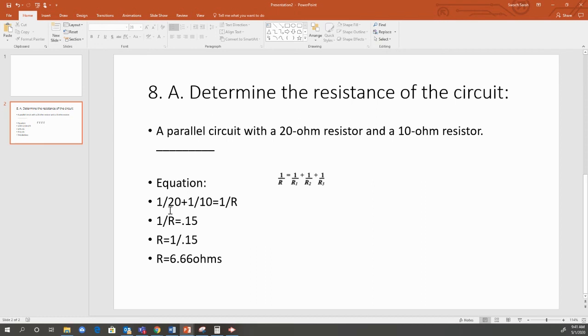So 1 over 20 is 0.05, 1 over 10 is 0.1, so 1 over R is going to equal 0.15. Now we do some math gymnastics, right? We're going to multiply both sides by R, and then we're going to divide both sides by 0.15. And we get R equals 1 over 0.15. So the resistance is going to equal 6.66 ohms, the total resistance on that circuit.